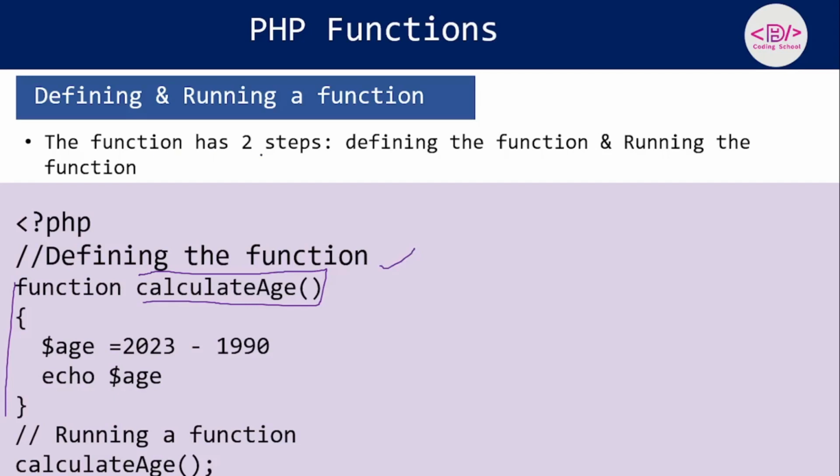A function has two steps: defining the function and running the function. Running the function, sometimes we call it invoking. So running that function is the same as invoking it. On top here we put the logic of calculating the area, but that does not mean it will activate itself to perform this calculation. You have to call it.